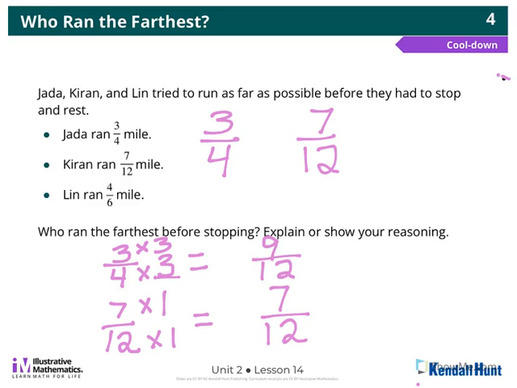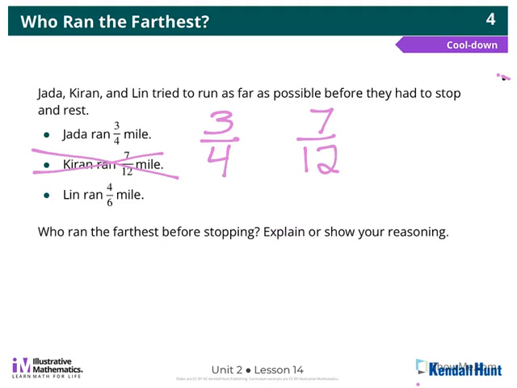Now I can compare these two fractions because they both have the same denominator. So 9/12 or 7/12? Well, 9/12 is going to be further than 7/12. So far Jada ran further than Kieran.